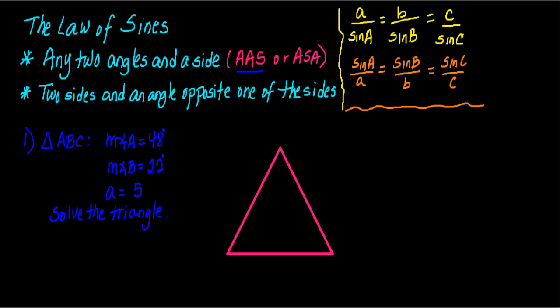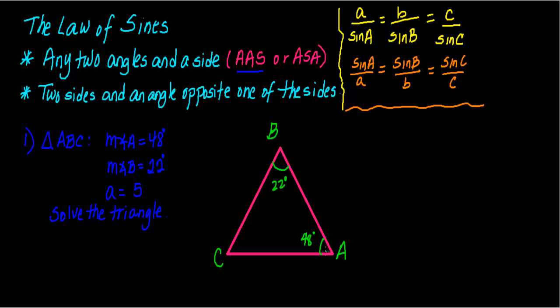Let's label this triangle with the information given. Before we do that, label your vertices. You can start anywhere you want with letter A. I'm going to start here, A, B, C. Doesn't matter how you choose this order. What does matter is how you place this information. So angle A, 48 degrees. Angle B, 22 degrees, and side A.